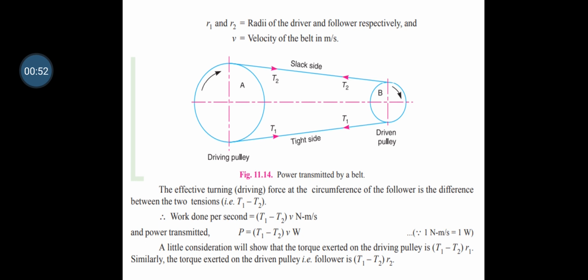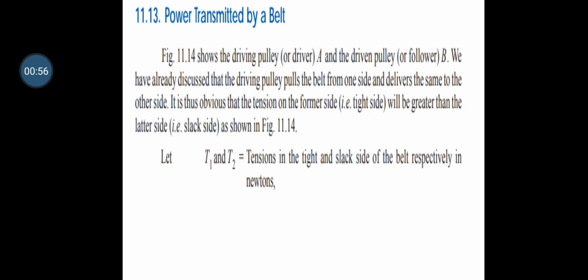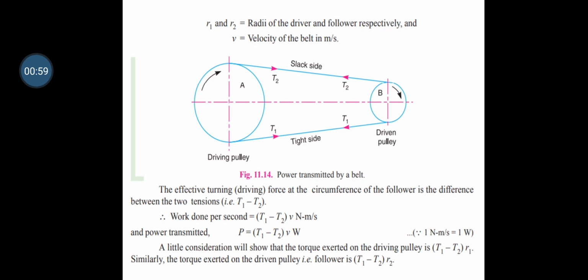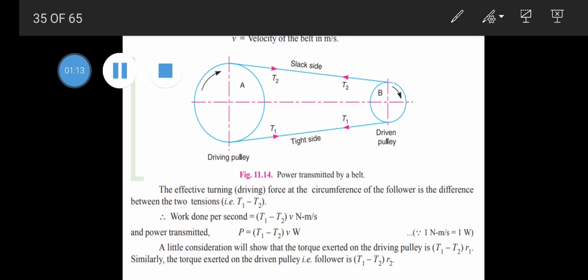T1 and T2 are the tensions in the tight and slack side, and R1 and R2 are the radii of the driver and the follower respectively. V is the velocity of the belt. The effective turning force at the circumference of the follower is the difference between the two tensions, that is T1 minus T2. The work done per second, W, is equal to (T1 minus T2) into V, Newton meter per second. Power transmitted, P, is equal to (T1 minus T2) into V. A little consideration will show that the torque exerted on the driving pulley is (T1 minus T2) into R.